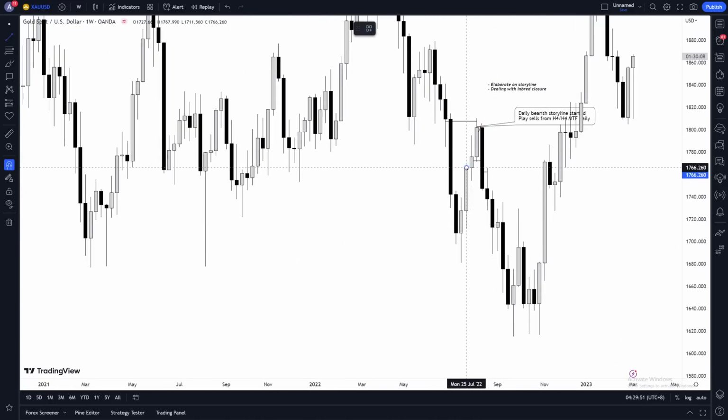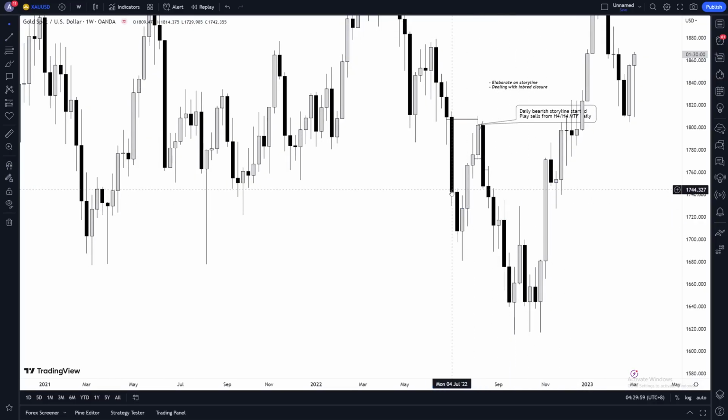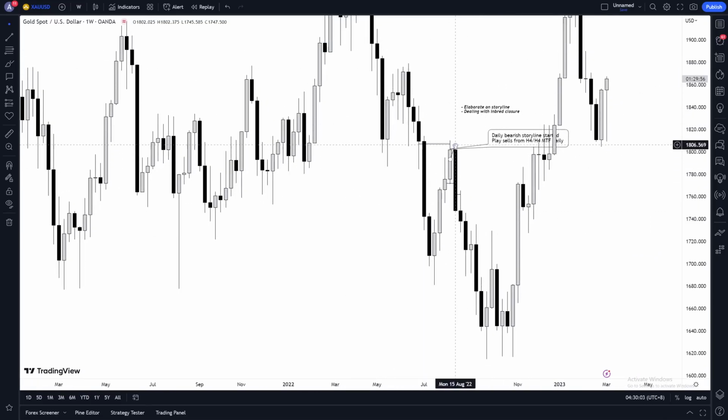You know, price over here didn't play, price over here didn't play, price over here didn't play. Yeah, it is what it is. Price over here played though, right? And anyway, like I said, we're in a weekly bearish storyline. You're gonna pay most of your attention to the daily. You're gonna pay most of your attention to the weekly.